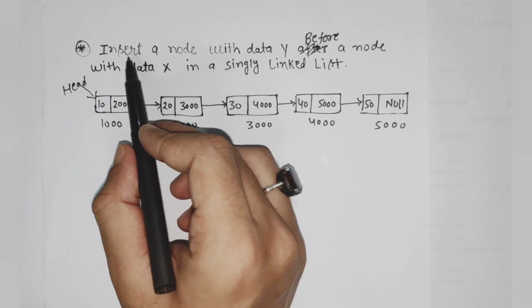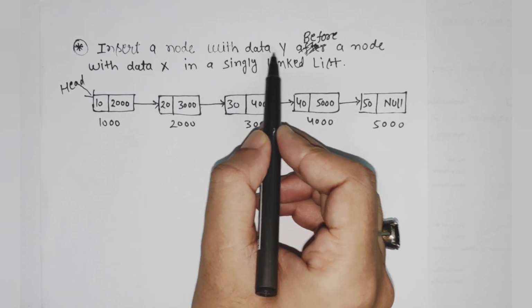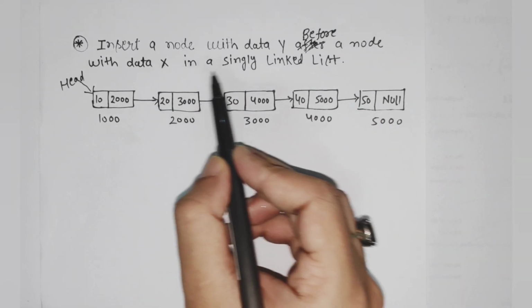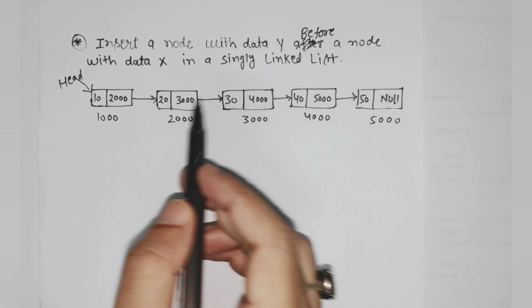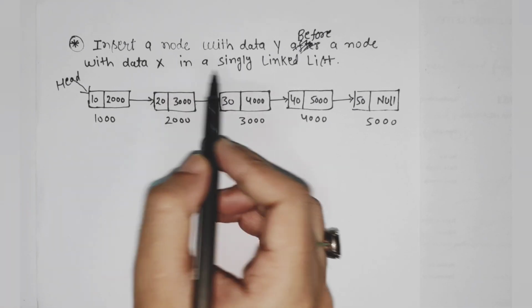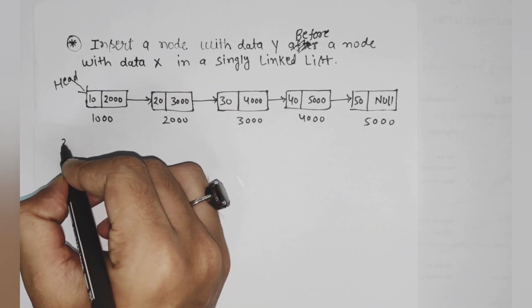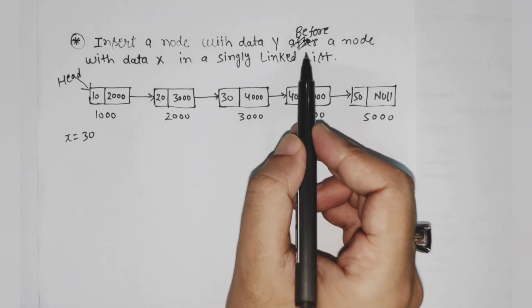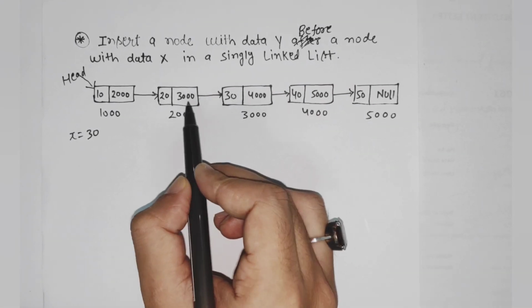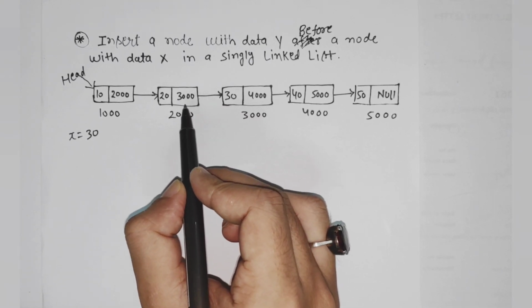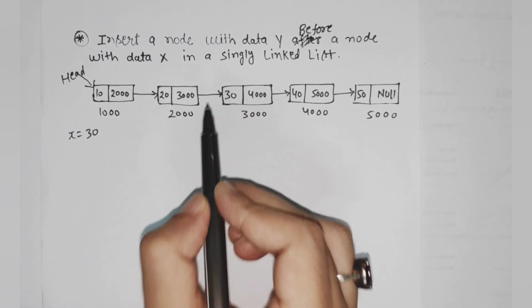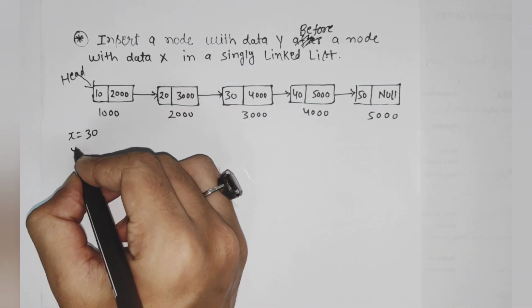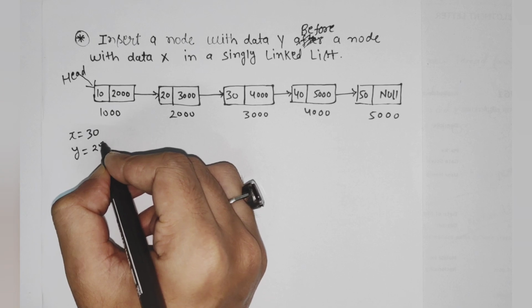In this problem, we need to insert a node with data y before a node with data x in a singly linked list. Suppose the given x value is 30. Then we need to insert our new node before 30 and after 20. It means in between 20 and 30 we need to place our node with data y. Suppose y value is 25.